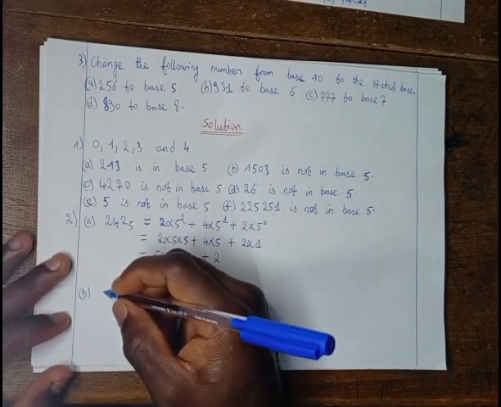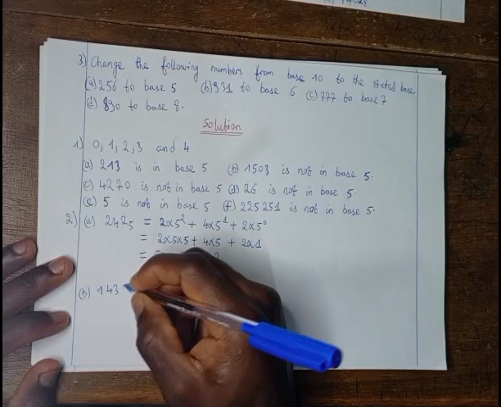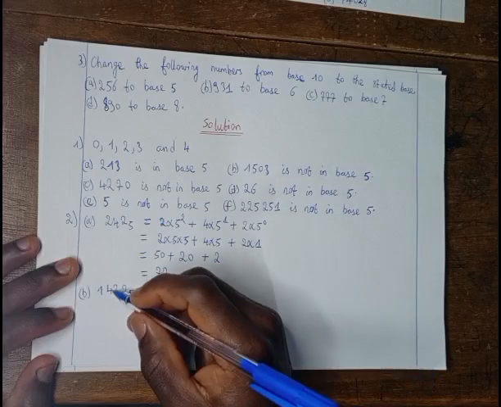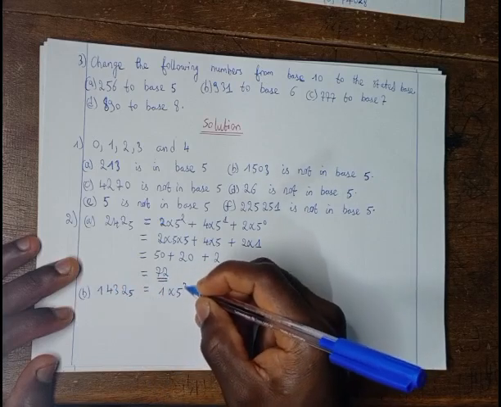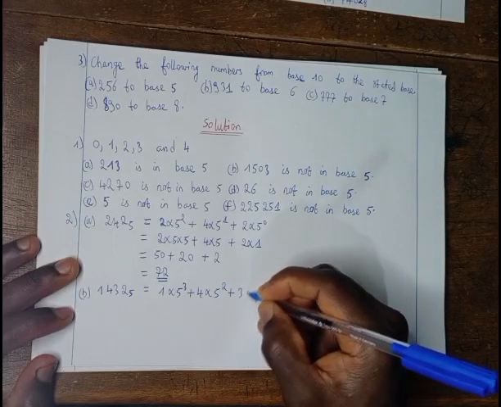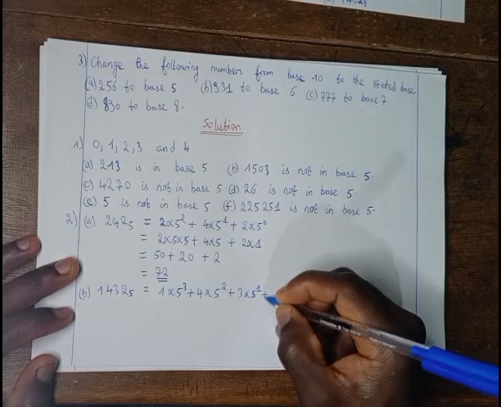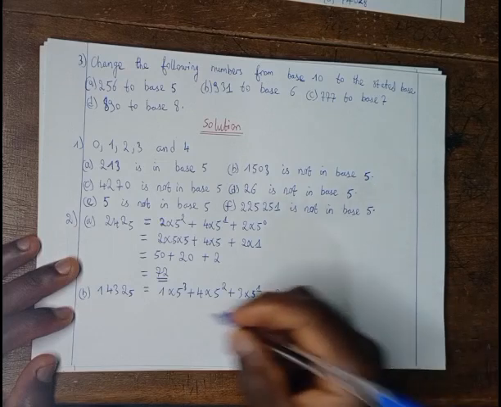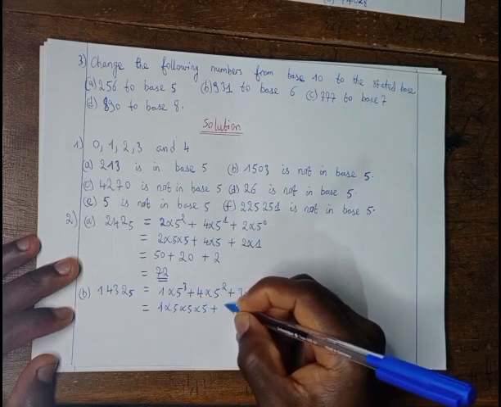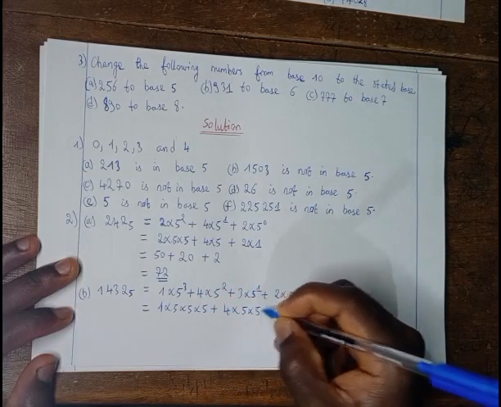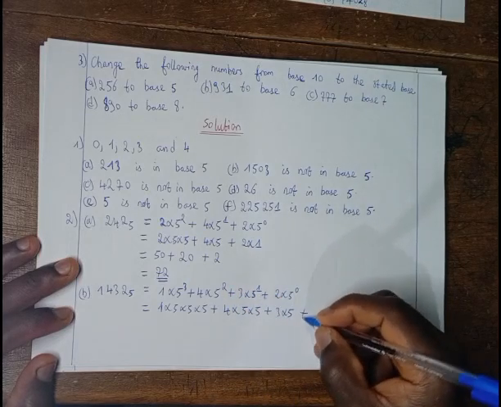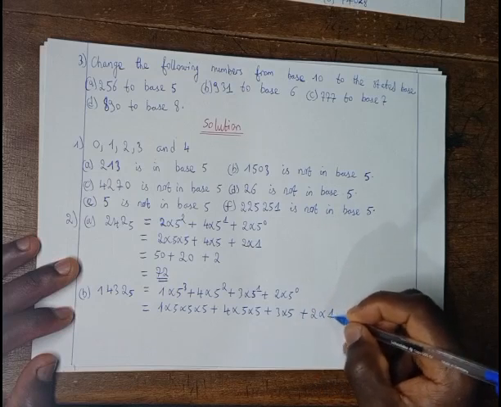For B, we have the number 1432 in base 5. This will simply be equal to 1 times 5 raised to the power 3, plus 4 times 5 raised to the power 2, plus 3 times 5 raised to the power 1, plus 2 times 5 raised to the power 0. This will simply be equal to 1 times 5 times 5 times 5 plus 4 times 5 times 5, for 5 squared, plus 3 times 5, since 5 to the power 1 is simply 5, plus 2 times 5 to the power 0, which is 1.